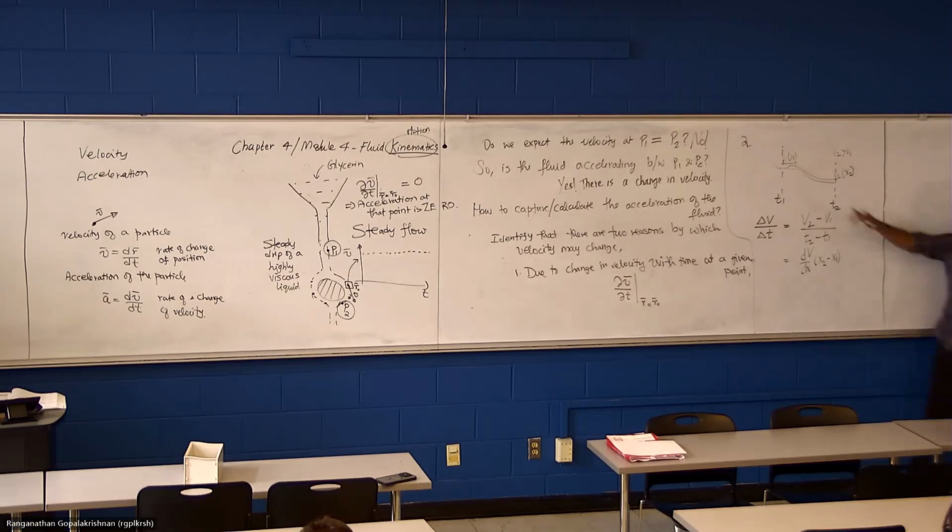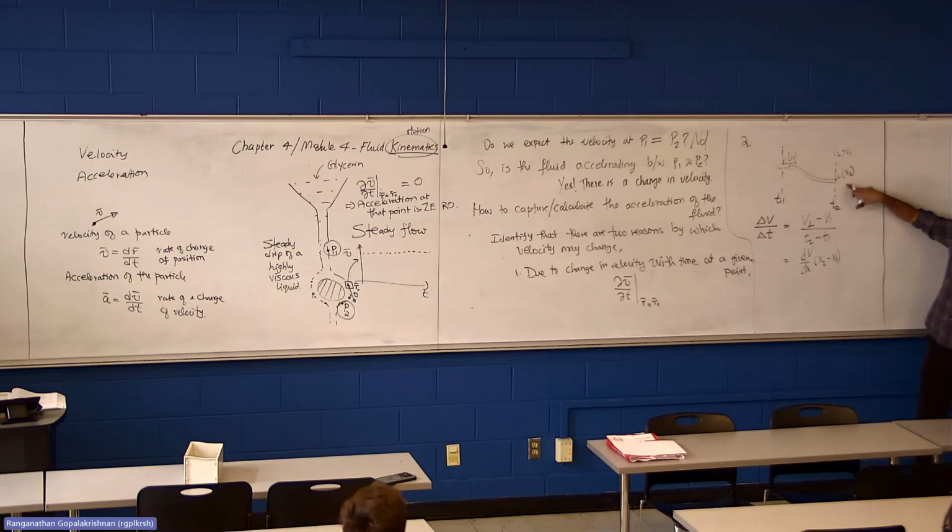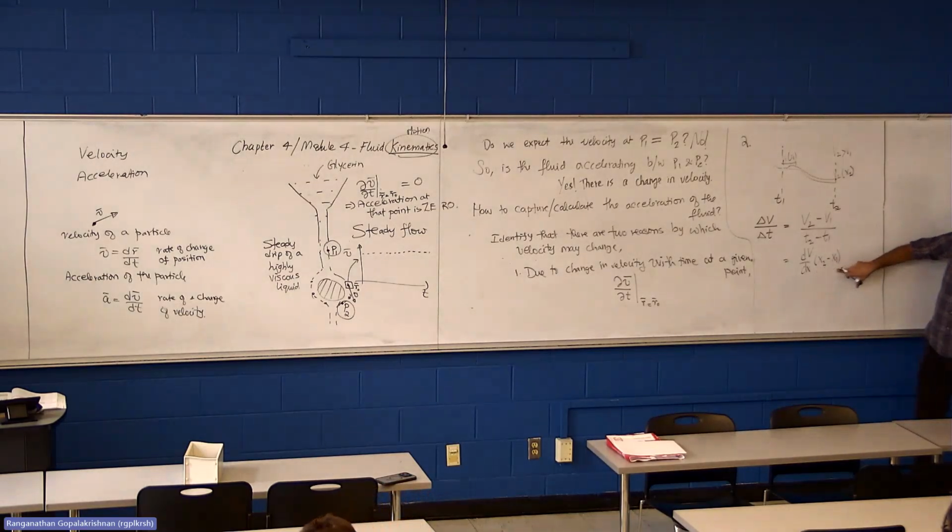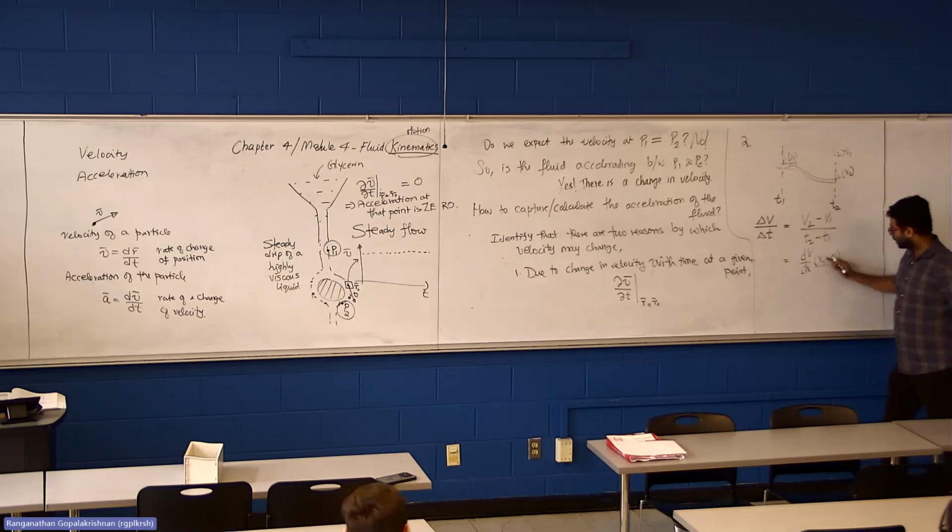Right? At this point, you will have a V1. At this point, you'll have a V2. It's the rate of change of velocity with position multiplied by the change in position. And the change in position is not just happening by itself. It is happening over a certain period of time.